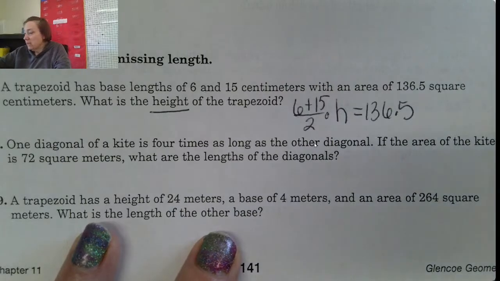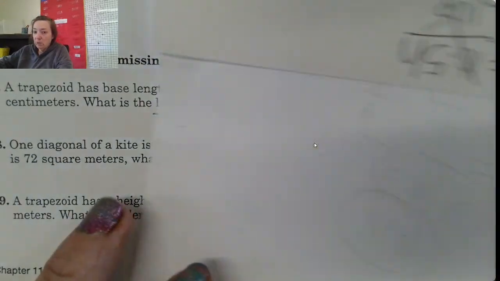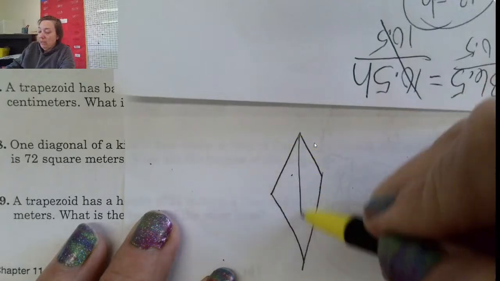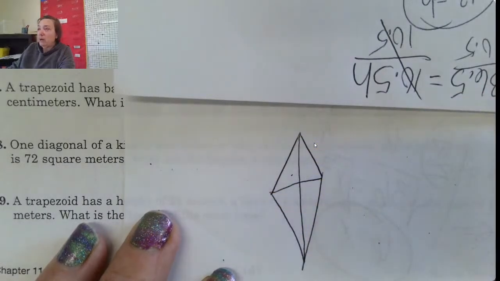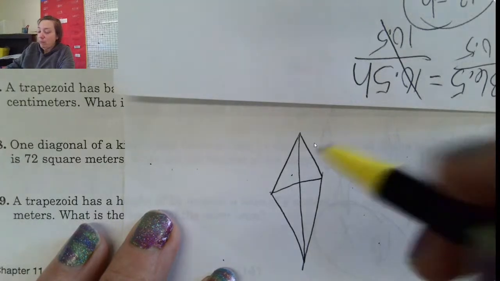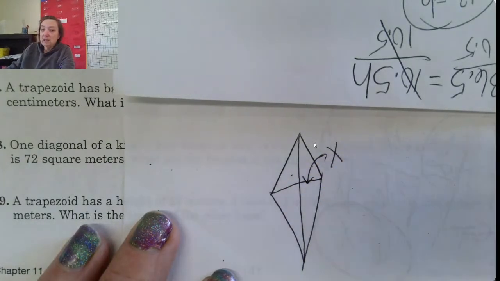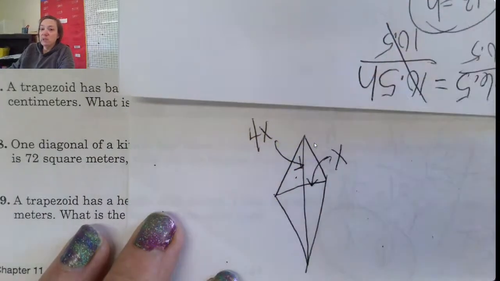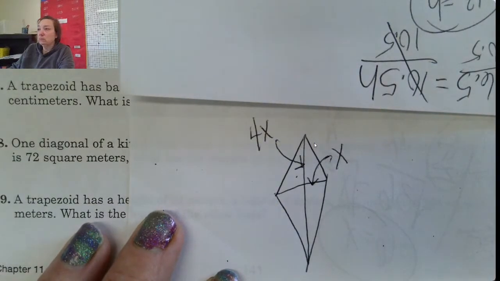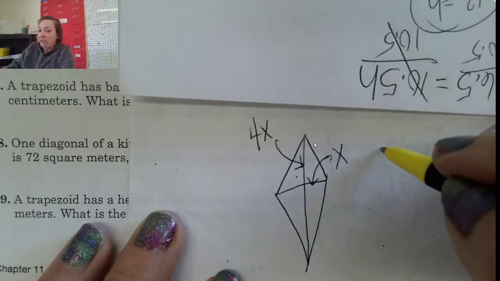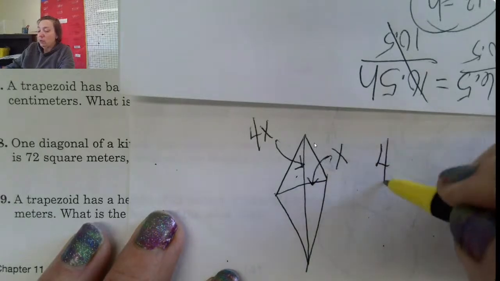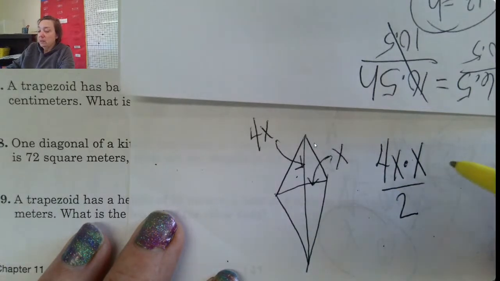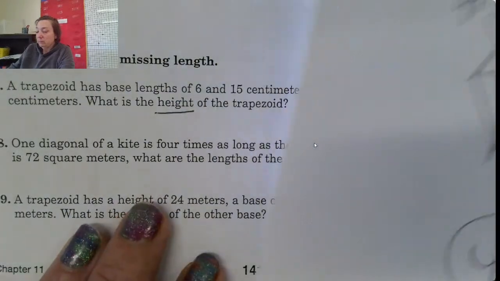Okay, when I have something like this, I like to draw a picture. So I've got a kite, right? It's got 2 diagonals. They said that one of them's 4 times longer than the other. So I'm going to say the short one is x, and the long one is 4 times x, because the long one's 4 times longer than the short one. And we know to find the area of our kite, we have to do 4x times x and then divide that by 2. And that's going to equal what in this case? 72.